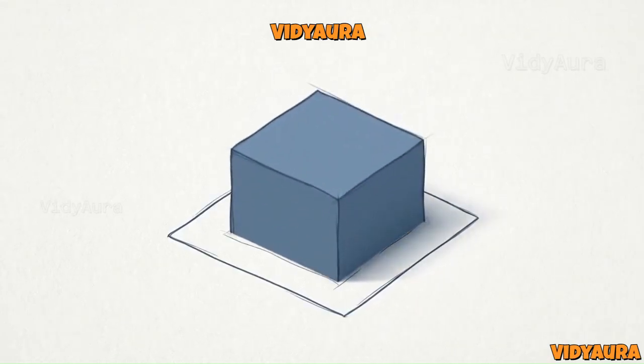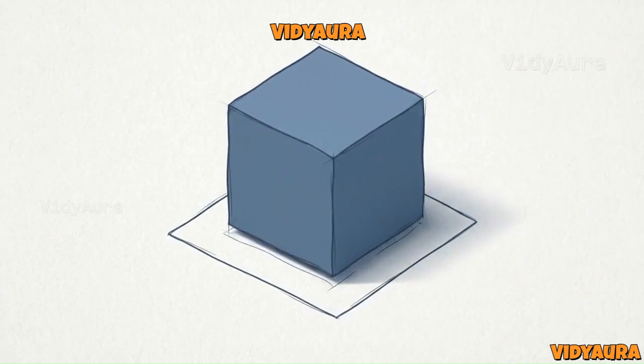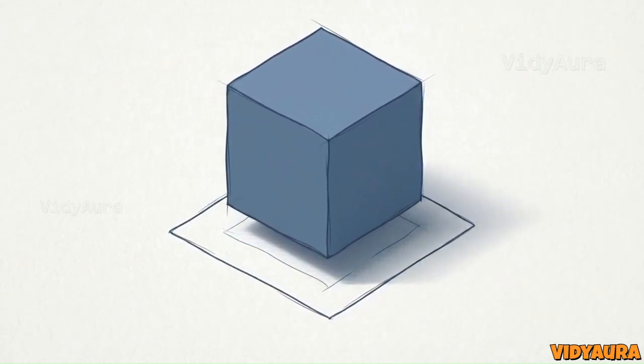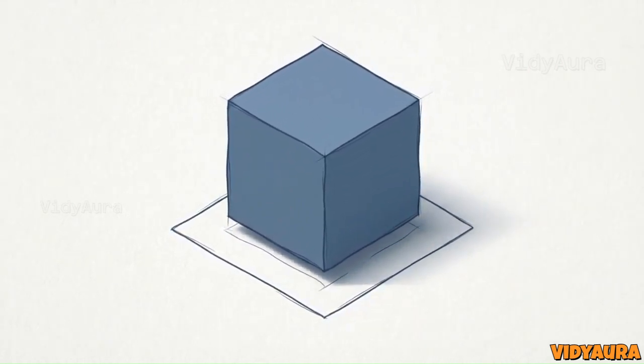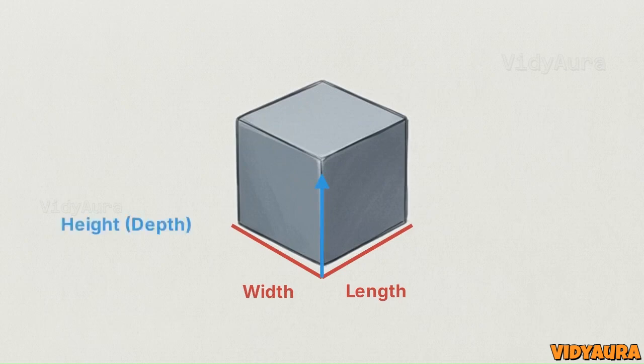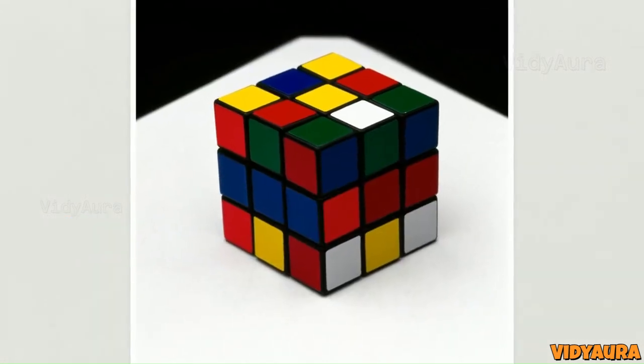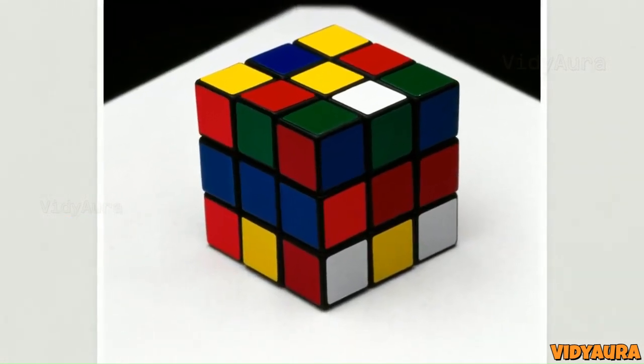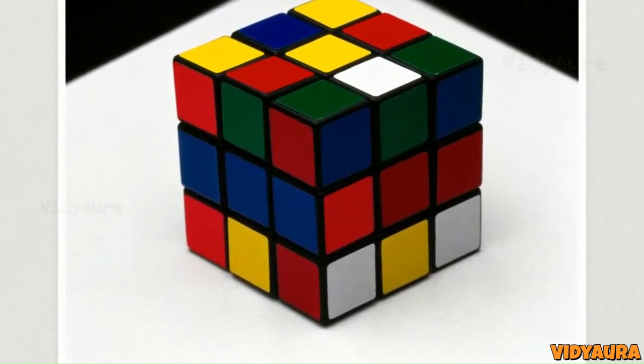Standard two-dimensional shapes, like squares, are flat, but the objects we interact with every day occupy physical space. To represent this space, we add a third dimension to length and width: height, or depth. Look at this Rubik's Cube. This depth allows it to be held, stacked, and viewed from multiple angles.